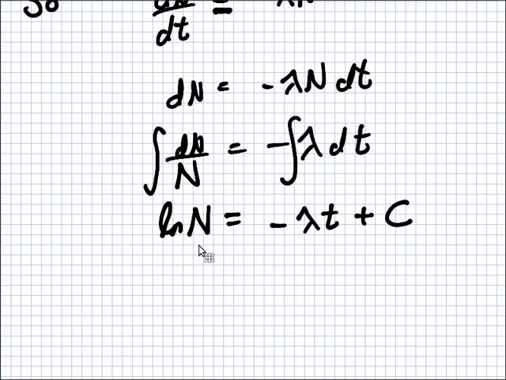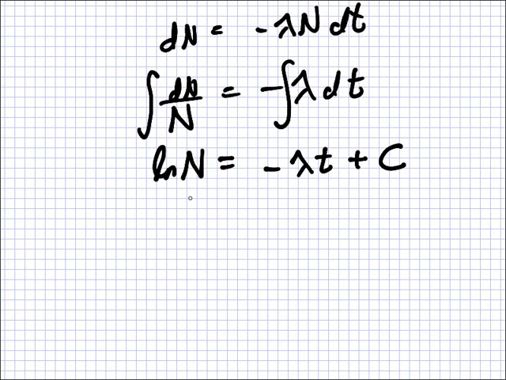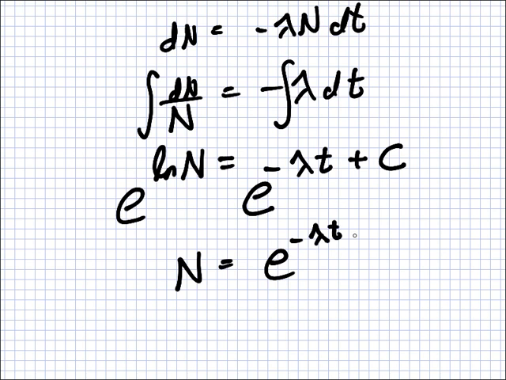Okay, continuing. How can I cancel the log? E. So I'll put an E here and an E here, and I'll get n equals E minus lambda t plus c. Okay. Got that so far? I can scroll down? Yeah?